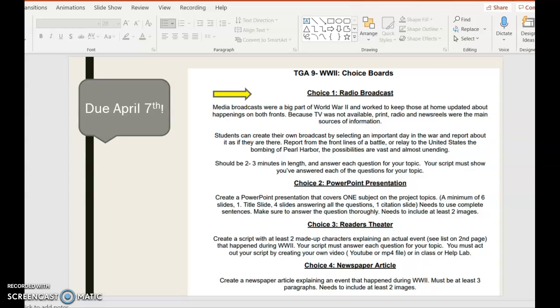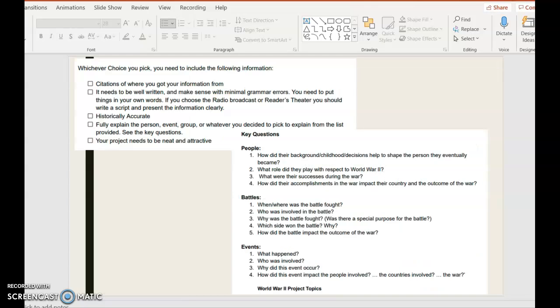It should be 2 to 3 minutes in length, fully answer your topic questions, and you need to have a script for it, because if you're being like me right now, just talking out of your head, it doesn't sound great. So just make sure that you have a script for whatever you're going to say. You also need to make sure you have citations, it's well written, it's historically accurate. You need to fully talk about what actually happened in the event and explain whatever needs to be explained. See the key questions, and it needs to look nice.